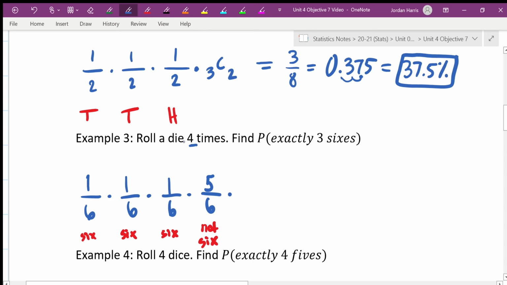So our combinations, really you take the bigger number, the n, and the smaller number, the r, every time. But I have 4 dice rolls and I want 3 6s. So 4C3. That is how we find the number of combinations.